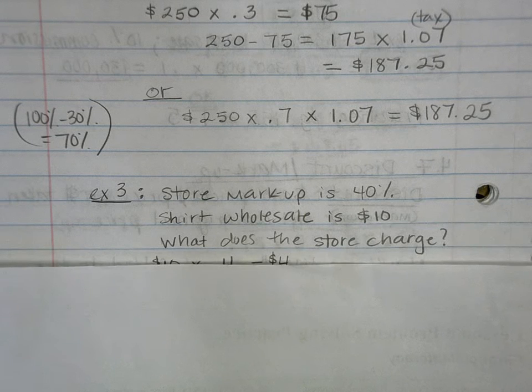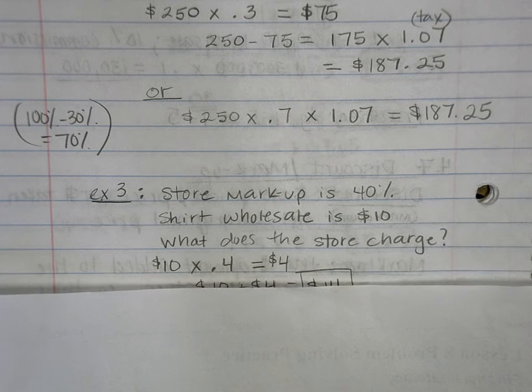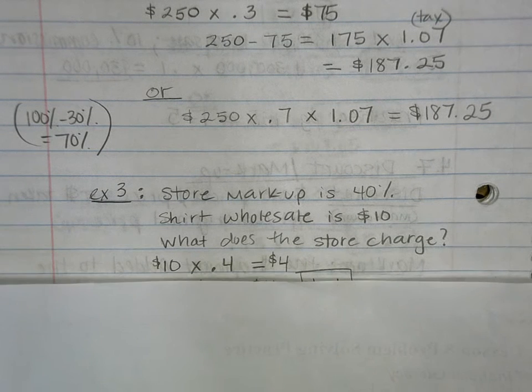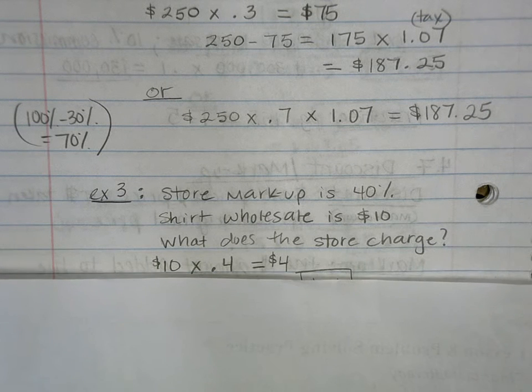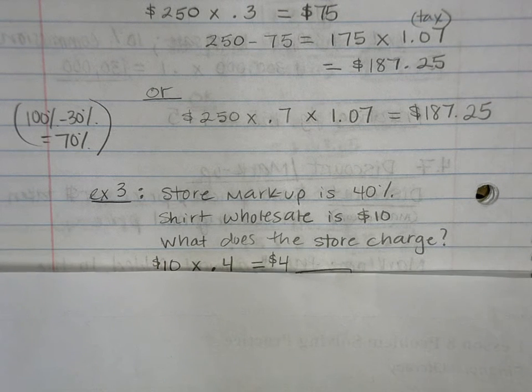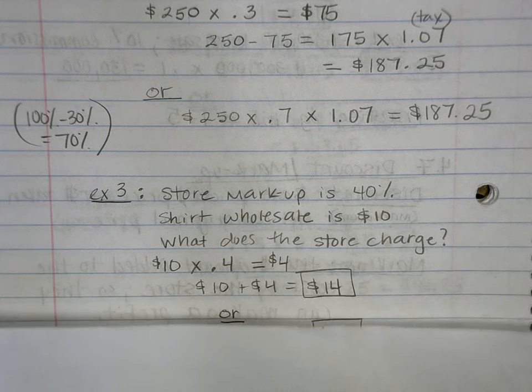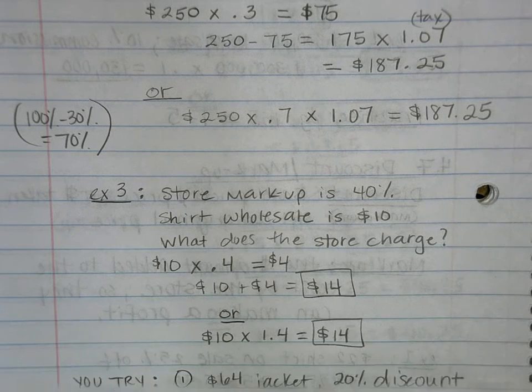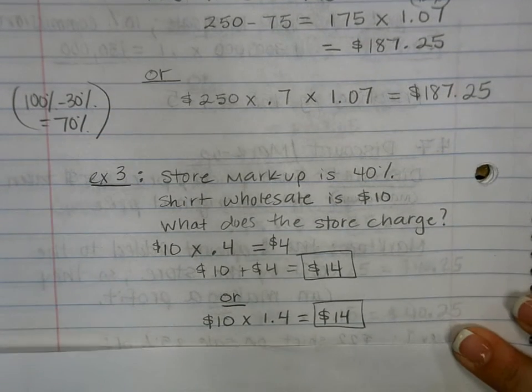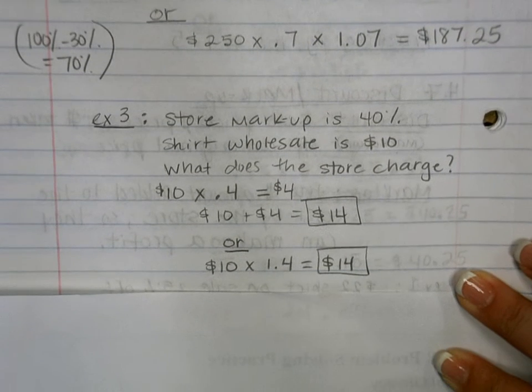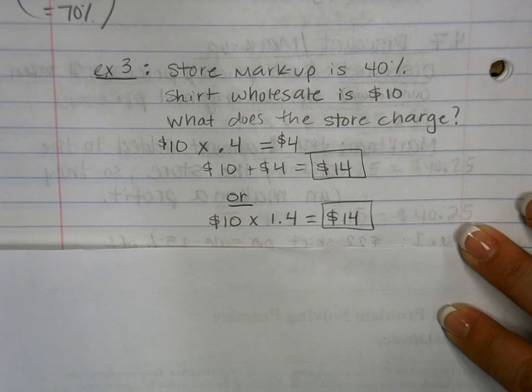14. Good. So basically, everyone that wasn't with you, this is what you do. Times it by 0.4, you get $4, right? 40% of 10 is 4, right? Everyone knows that? Then you add them together. The shortcut is here as well. You could just multiply by 1.4 and you'd get it. Okay?